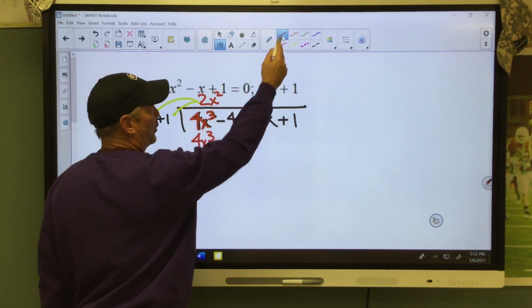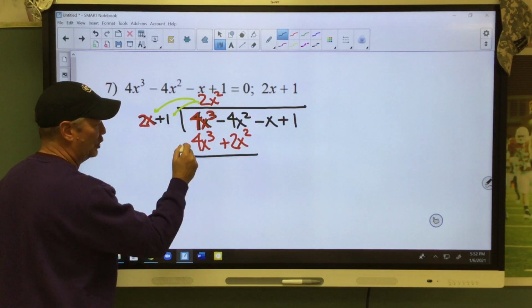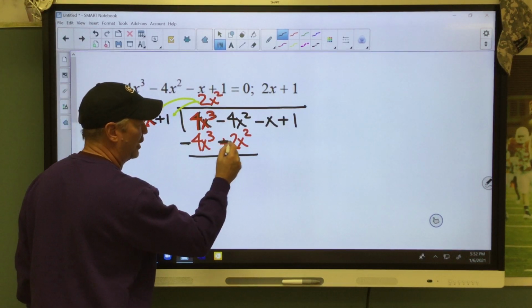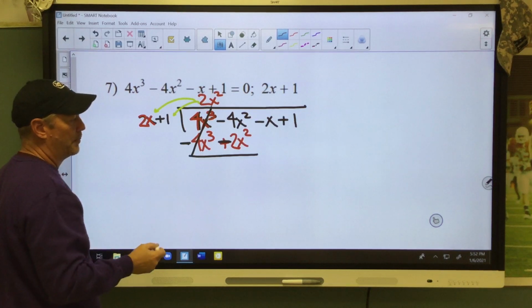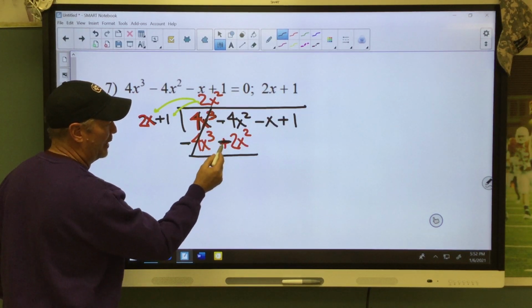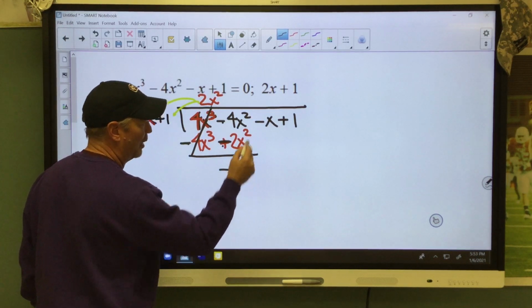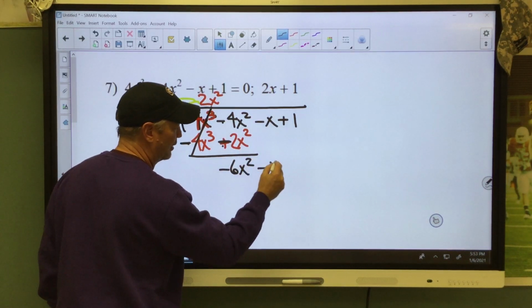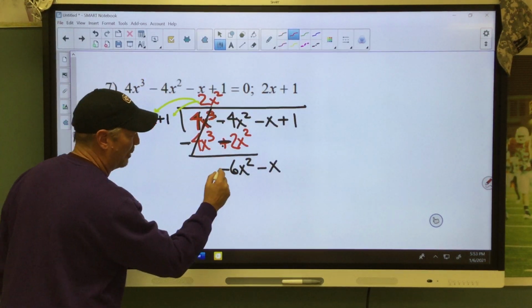When we're through multiplying, we're going to draw a line, change both signs. The first column cancels. Negative 4, negative 2 is a negative 6x squared. Bring down your negative x. We're still trying to match now. We're trying to match this.